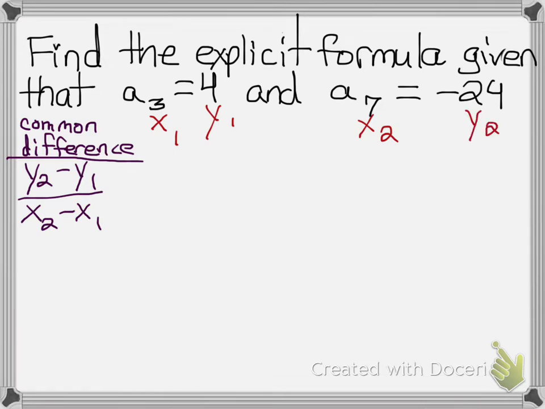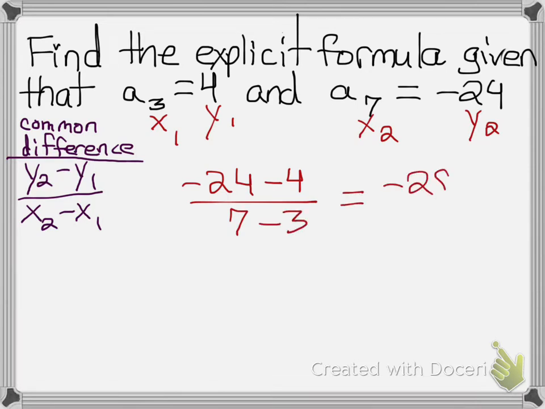So then if I plug into the formula, it's going to be negative 24 minus 4 divided by 7 minus 3, which gives you negative 28 divided by 4, and that equals negative 7. So my common difference is going to equal negative 7. Now, the reason why I need to find my common difference first is because then I can use that to find the other terms of the sequence that I need.